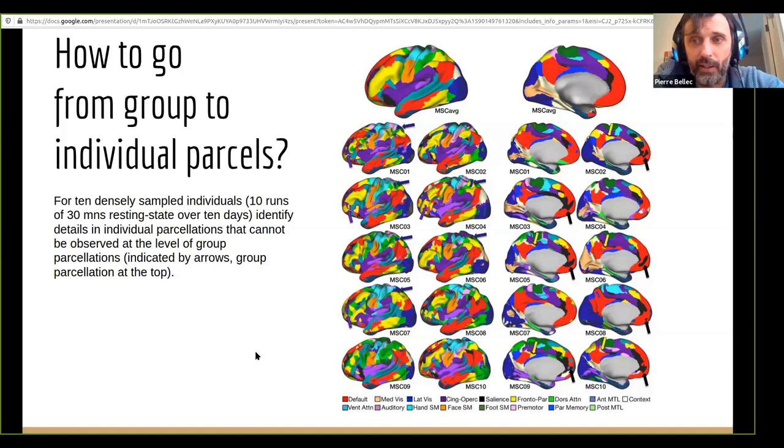What they noticed is that there is some idiosyncratic organization, subject by subject, which is highlighted here in black, I believe, for the salience network, and the purple being the cingulo-opercular network. And I think they're kind of the same thing, really, but whatever.